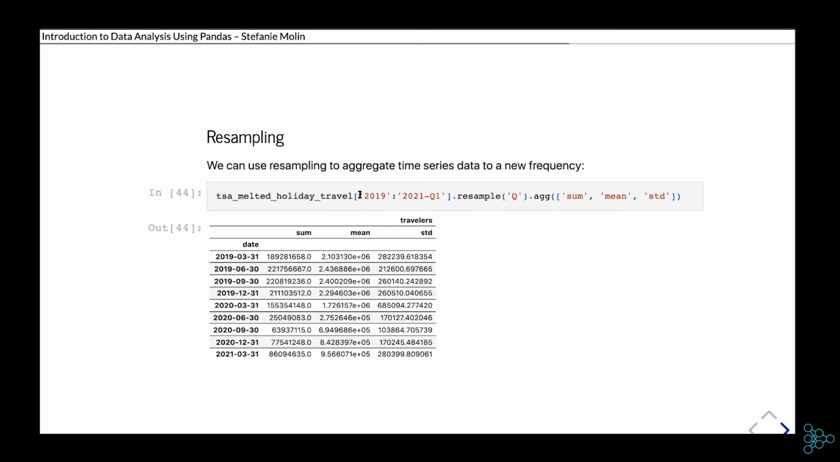So here's also a neat thing that you can do with the slicing. By just saying 2019, we're selecting all the 2019 data, and we're ending it through and including 2021 Q1. So this is also a valid format for this.